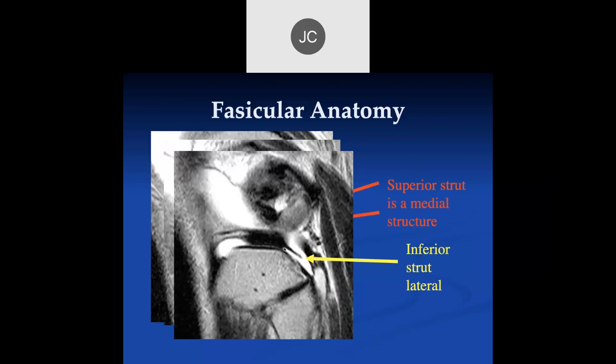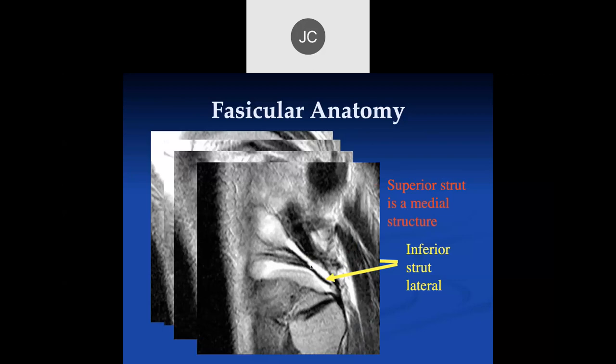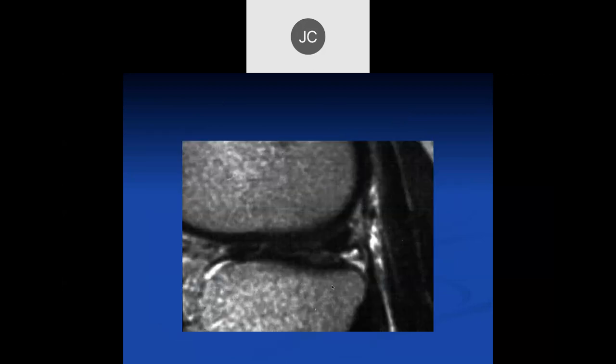And if we go farther laterally, this is the inferior strut. There's the popliteus tendon. There's just a little partial volume of the superior strut, and we can see the popliteus tendon going between the two, where it attaches up here, just underneath the lateral collateral ligament attachment. And then the inferior strut, we can follow that, and it can come all the way down and attach to the peripheral tissues down here. Okay, so that's normal anatomy.